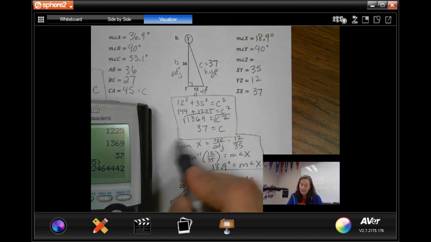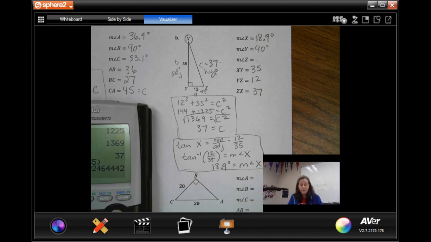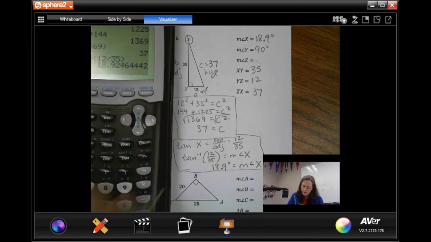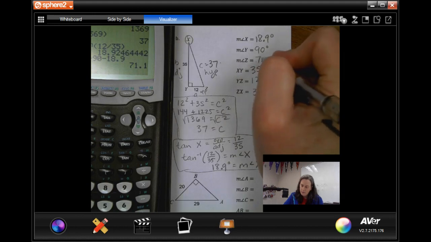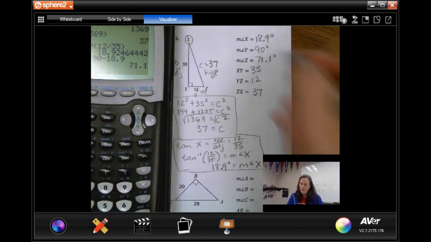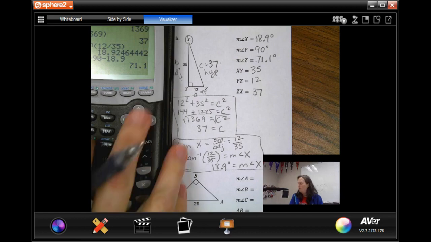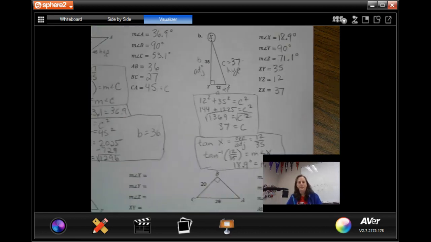And what we can do is say it's 180 degrees altogether for a triangle. Subtract the 90, subtract the 18.9, and that leaves 71.1 for that third angle. And we just solved another triangle.